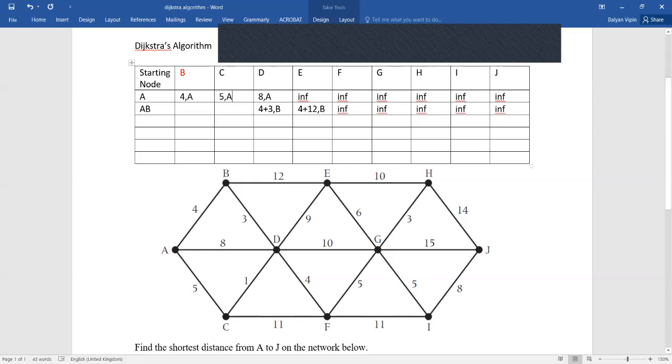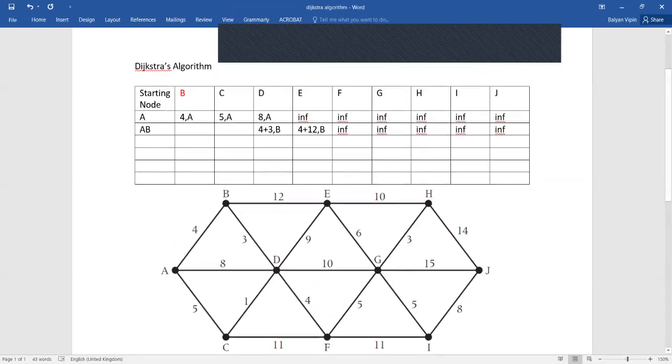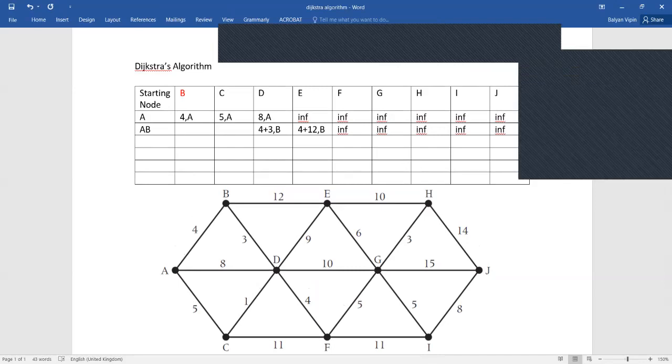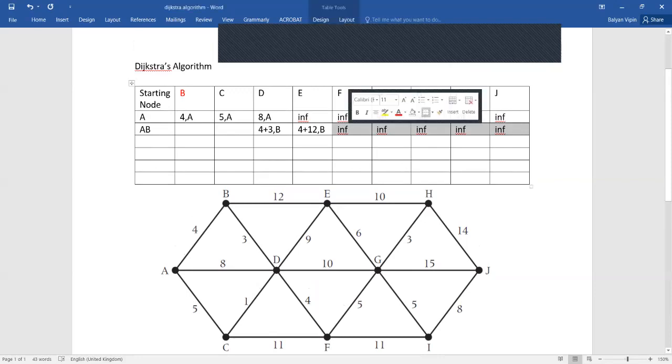So now again, you will look at these values also, which are not used, and so the cost is 16 from B to E. So for these nodes, there is no route discoverable at this stage, so they remain same.